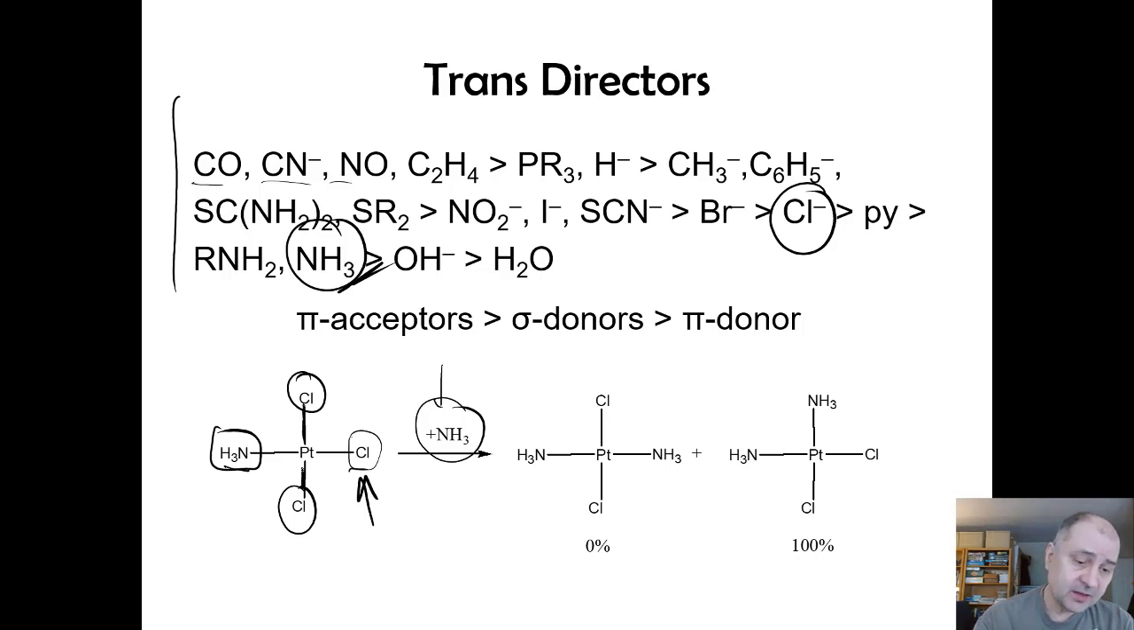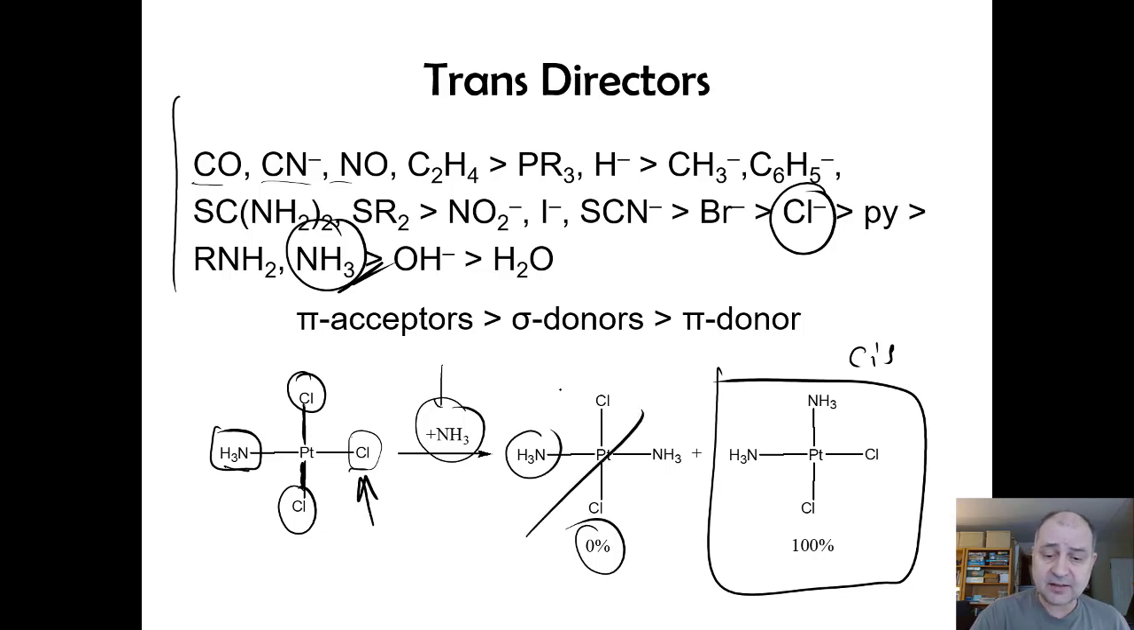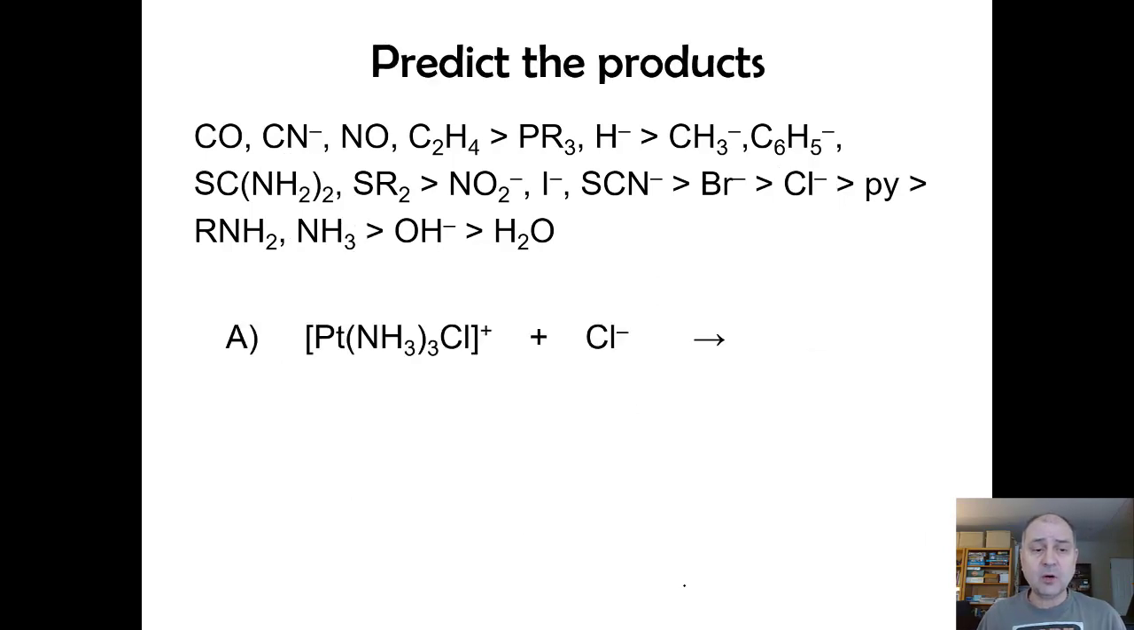So this is going to eliminate one of those chloros. In this reaction, what we find is only the cis product is formed, and we have 0% of the product where the amine would substitute trans to the other amine. So that does not happen. So how do we deal with that? Well, it's not that complicated. All you have to do is, again, we're going to draw this out.